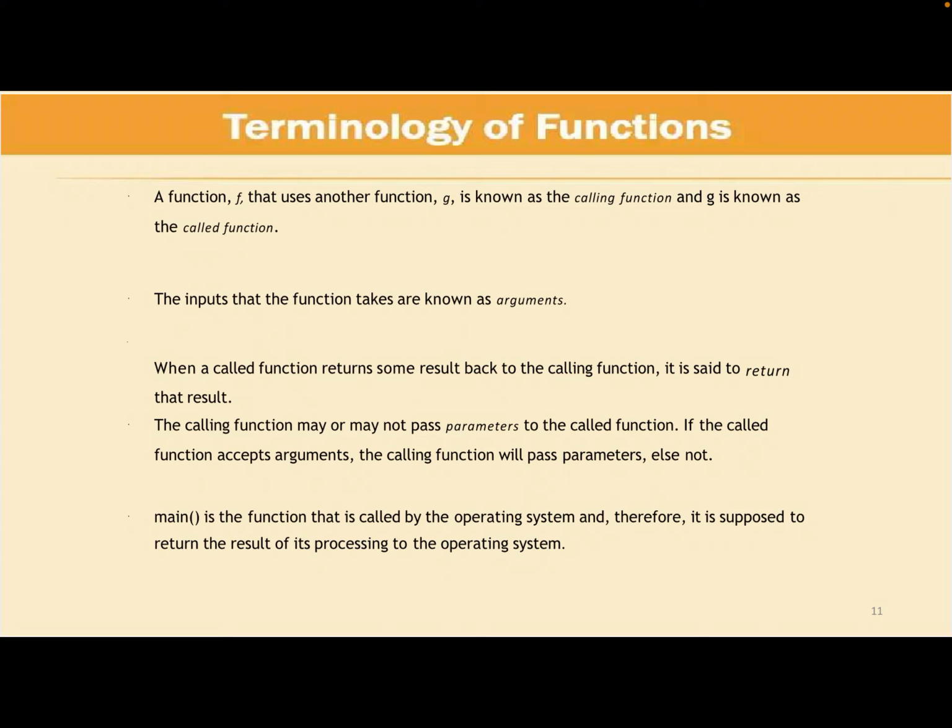The calling function may or may not pass parameters to the called function. If the called function accepts arguments, the calling function will pass parameters. So arguments are given from the main function or the calling function, and the result is returned from the called function. Main is the function that is called by the operating system, and therefore it is supposed to return the result of the processing to the operating system. These terminologies are necessary to understand the next consecutive topics of functions.